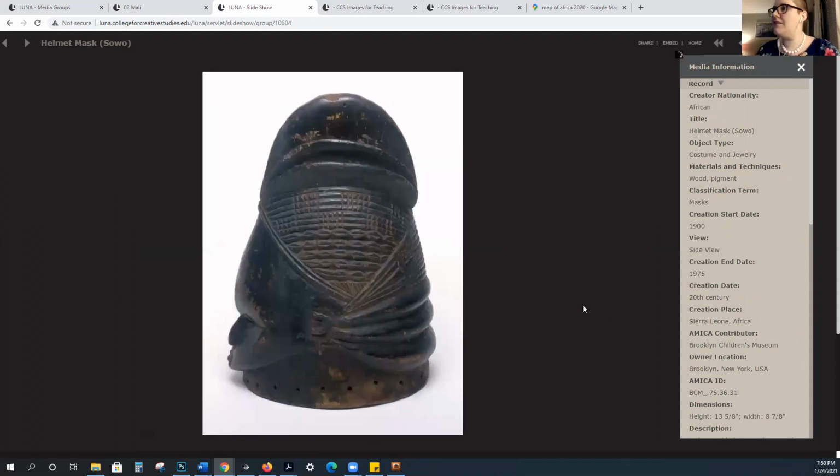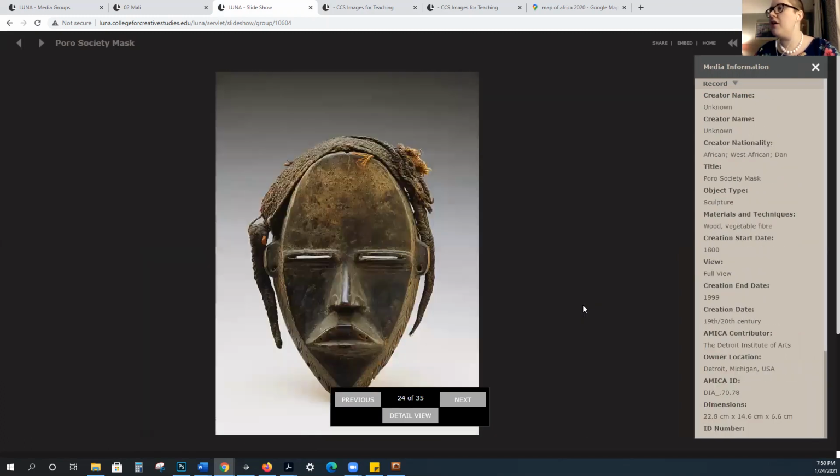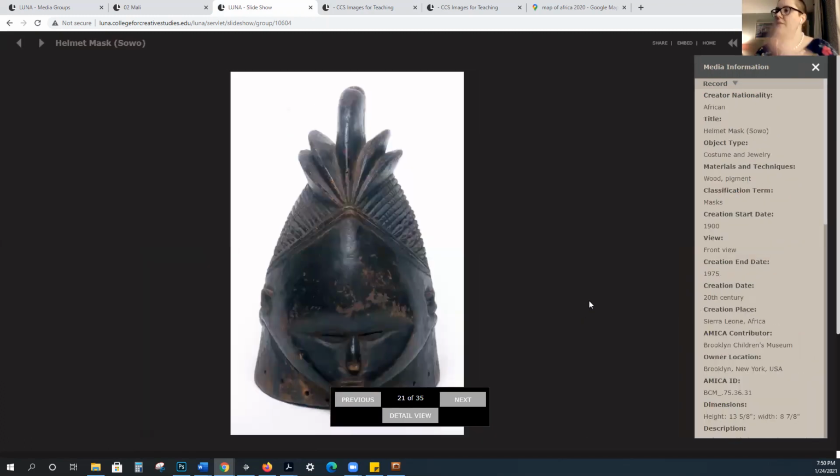Okay, so let me find a different mask. Oops, sorry, went a little too far. Okay, so we're actually just going to stick with this one.